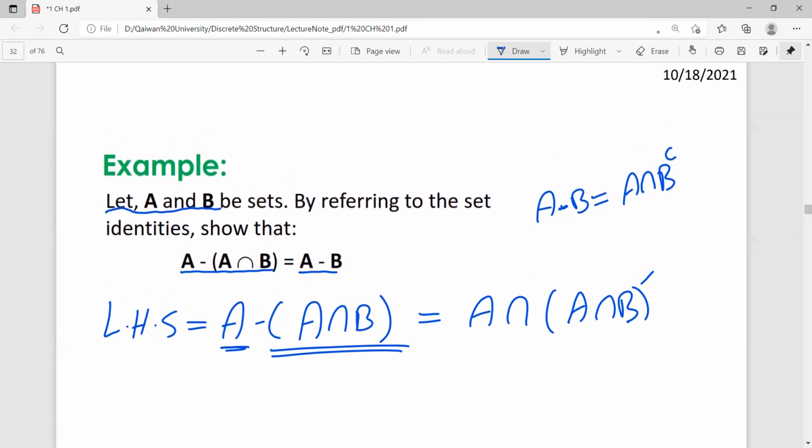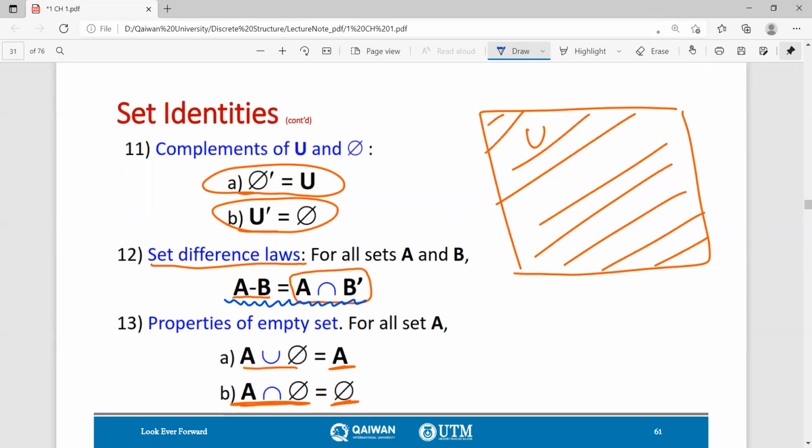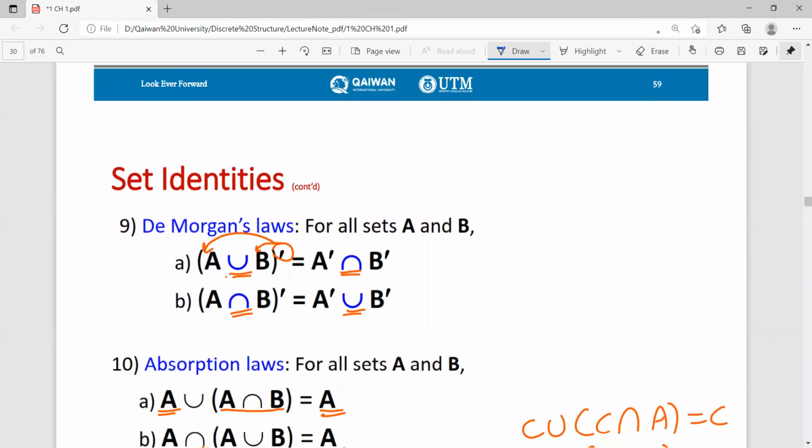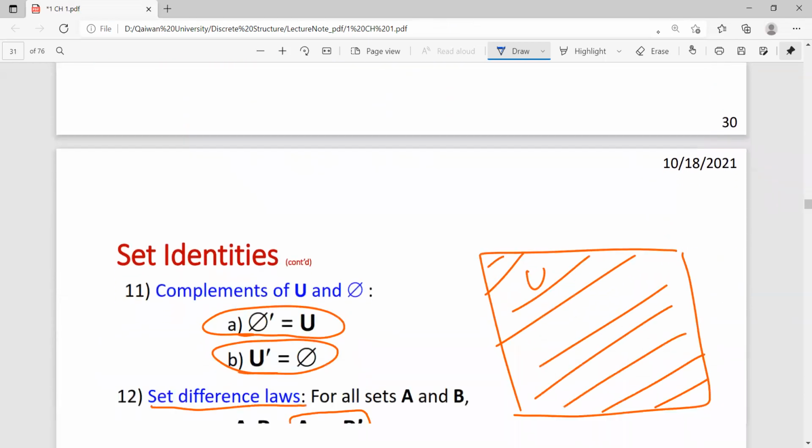We have a property that if we have A intersection B all complement, it equals A complement union B complement. It is a property that we talked about before. If we have A intersection B all complement, it equals A complement union B complement. You should know these properties.